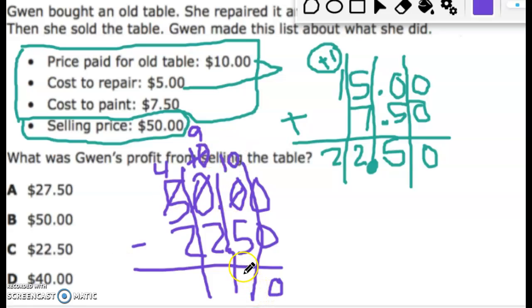Now 10 minus 5 is 5. 9 minus 2 is 7. And 4 minus 2 is 2. Drop that decimal place straight down. And $27.50 was her profit. So A.